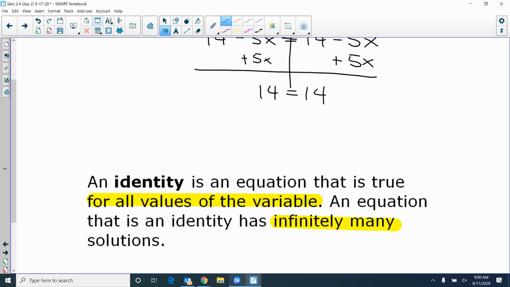Now here's how you write the answer. You just cannot leave it 14 equals 14. x equals all real numbers, which we can write as that symbol. It's an R with a double bar. That's an actual symbol. It means everything, all real numbers. Or you can write out all real numbers.